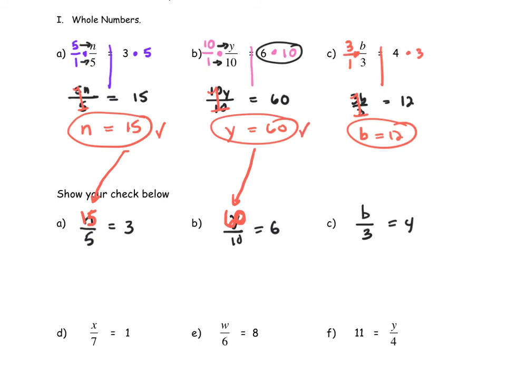Would you please try that on your own for letter B? Hopefully you replace B with 12, and 12 divided by 3 is indeed 4. So this solution is correct. What I'd like you to do now is to please try D, E, and F on your own. Please pause the video and then look at the answers shortly.